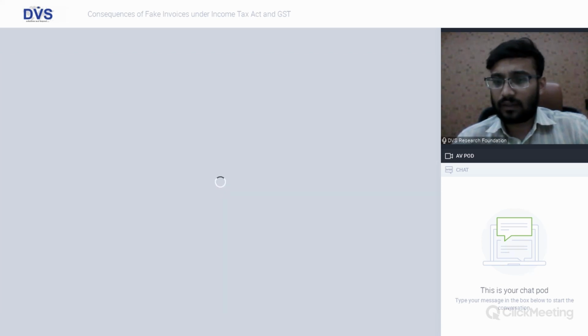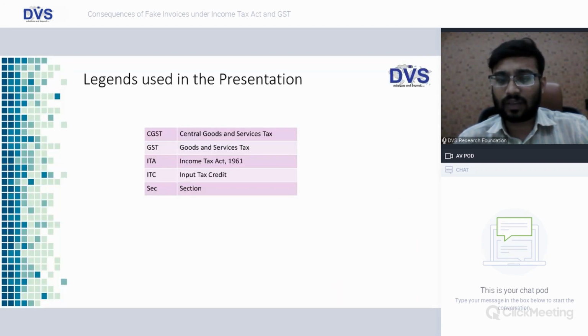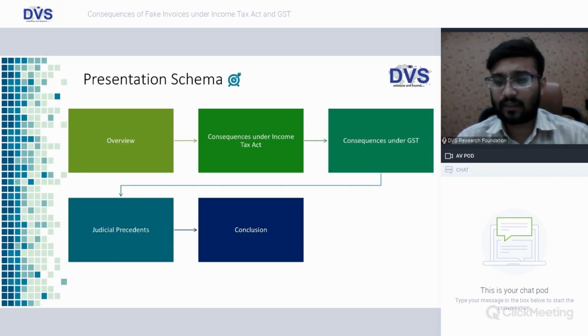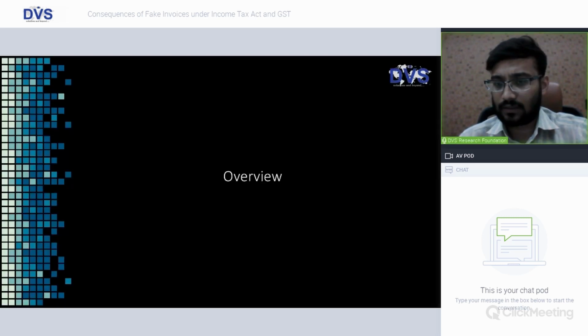The schema for the evening. We'll be seeing in the overview the consequences of fake invoices under the Income Tax Act and under GST, and a few of the judicial precedents, not specifically in income tax, but in GST, as to what the courts have held and how serious this issue is. The legends used: CGST, Central Goods and Service Tax; GST, Goods and Service Tax; ITA, Income Tax Act 1961; ITC, Input Tax Credit; SEC would stand for section. That is what we would be getting into in the next 20-25 minutes.